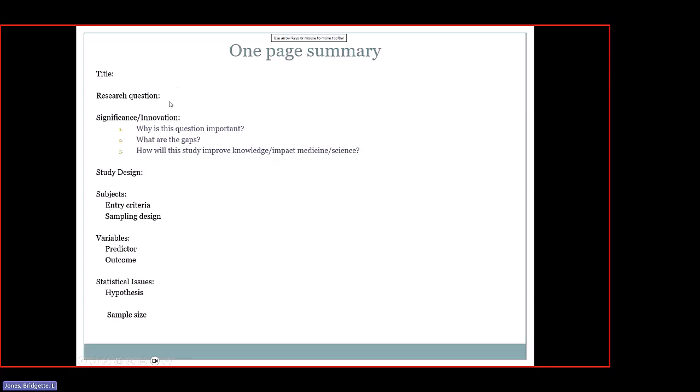But the first thing you want to do is think about what your research question is. Start thinking about the significance and innovation. Why is the question important? What are the gaps that you're filling? How will you improve knowledge and impact medicine and science? So start to think about some of those things.